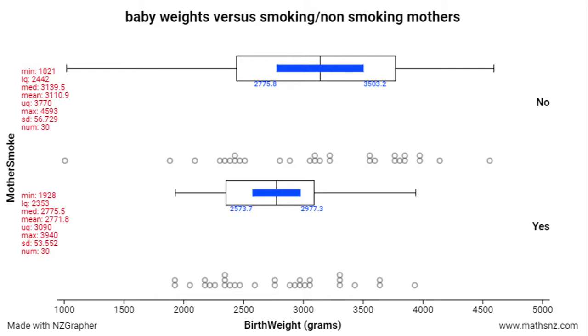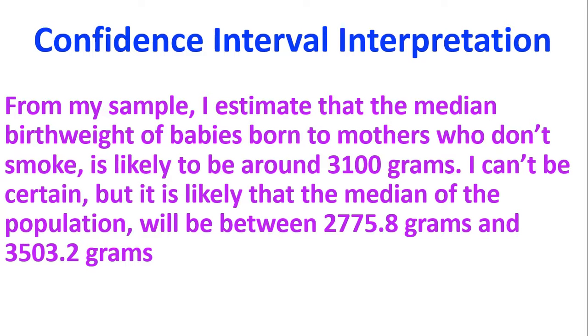Now we need to interpret that. So we're talking about sample data. So I'm going to start by saying from my sample. And we are estimating. We don't know for sure what the median birth weight of babies is, but we've got a good guess. So we can say I estimate that the median birth weight of babies that are born to mums who don't smoke, it's likely to be around the median of 3,100 grams. Okay, so that's just our median.